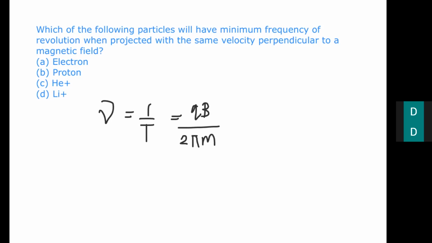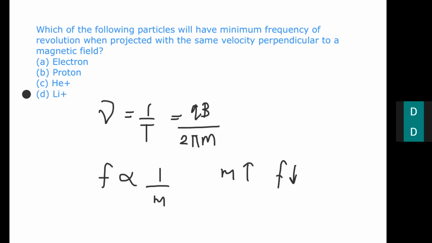Here you can see in the options that the charge on all the four particles is the same. But you can also see that the frequency here is inversely proportional to mass. Out of all these options, lithium has the maximum mass, so the frequency will be minimum. If the mass is more for any charged particle, then its frequency is going to be less. So the answer to this question is going to be lithium, as its mass is maximum out of all.